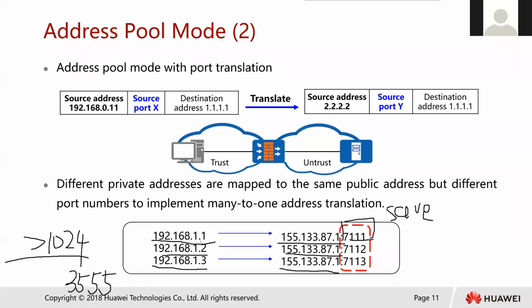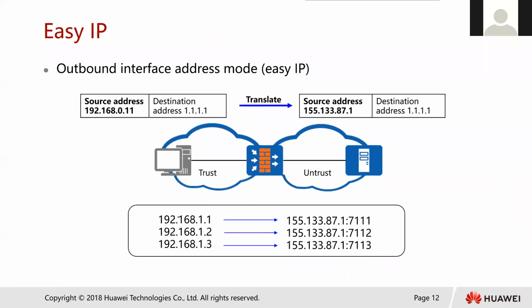Ports over 1024 are available, because those less than 1024 are well-known ports. For example, 23 is Telnet, and 21 and 20 are FTP. So we don't use these ports to do translation. Ports before 1024 are basically reserved ports.